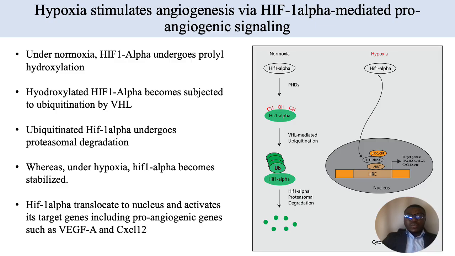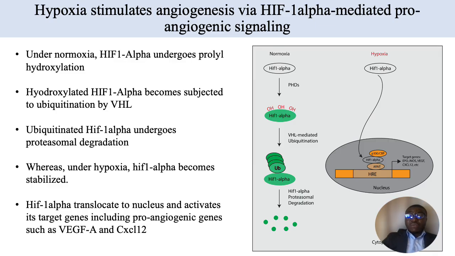We mimicked a hypoxic environment at the molecular level for this study, because hypoxia stimulates angiogenesis through HIF1 alpha mediated proangiogenic signaling. Under normal levels of oxygen, or normoxia, the HIF1 alpha protein undergoes prolyl hydroxylation. The hydroxylated HIF1 alpha protein becomes vulnerable to ubiquitination by the VHL protein enzyme. The ubiquitinated HIF1 alpha undergoes proteasomal degradation.